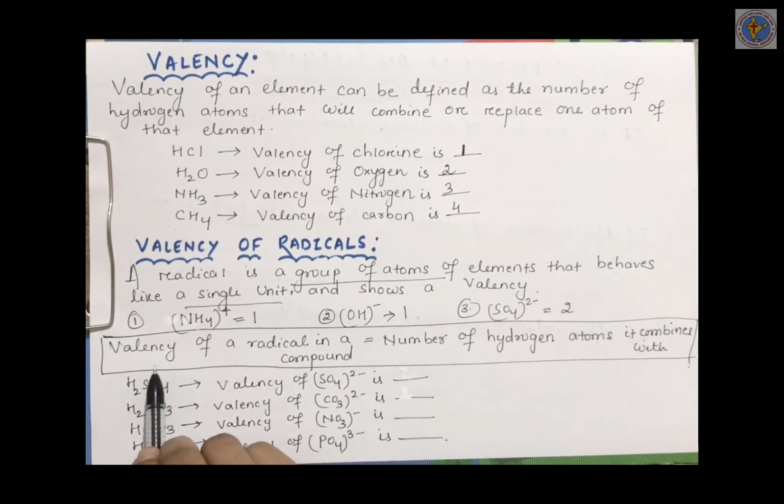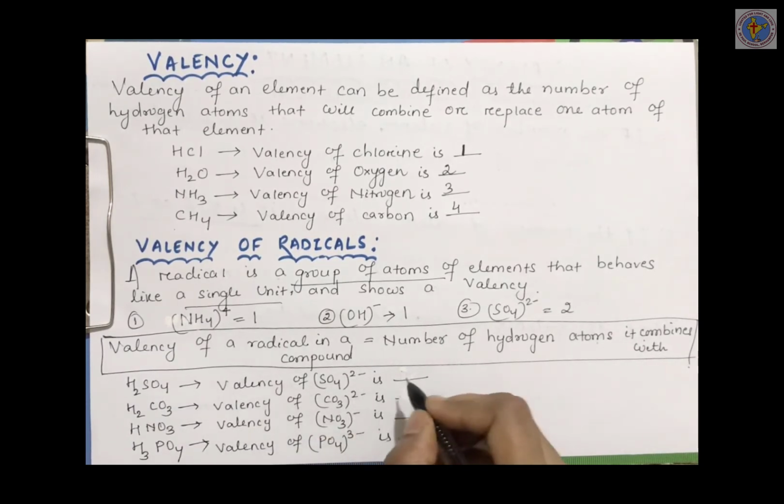Okay, so valency of a radical in a compound can be found out by knowing the number of hydrogen atoms it combines with. So let us understand this with the help of some examples. H2SO4, sulfuric acid. Here you can see clearly that, children, the sulfate radical is combining with 2 hydrogen atoms. So the valency of sulfate radical will be 2.